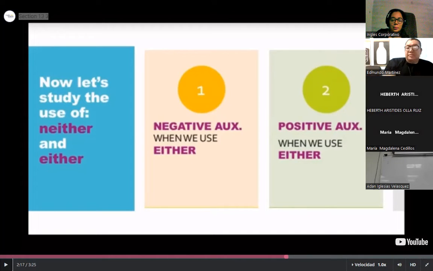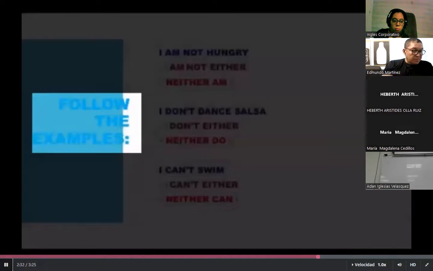Okay. Entonces, this one is going to be different because, for example, it says that it's negative auxiliary when you use either. So, positive auxiliary when you use either. But neither and either continue. All of that we have to use when we want to say something in negative things. We also use the auxiliary verb of the short answer of the statement. Pay attention to the following. We use the negative auxiliary when we use either, and the positive auxiliary with neither. Follow the examples. I am not hungry.